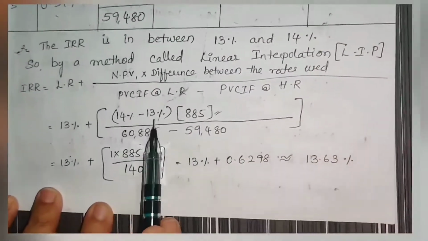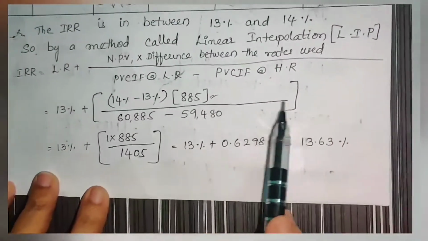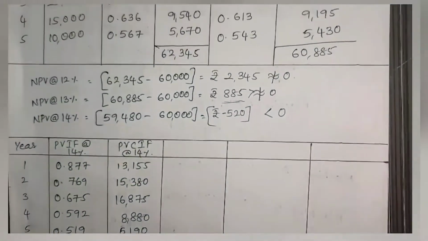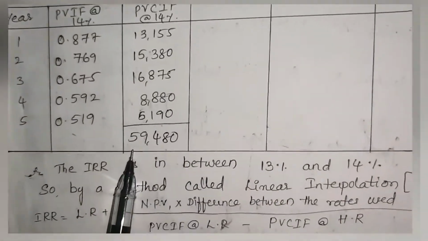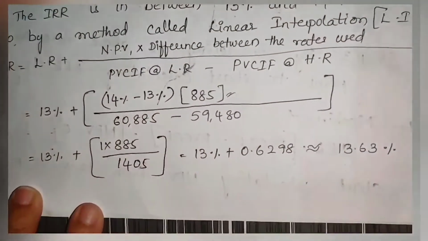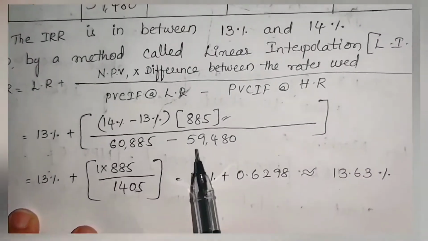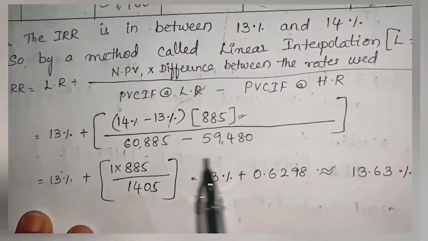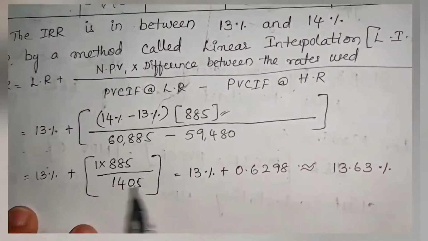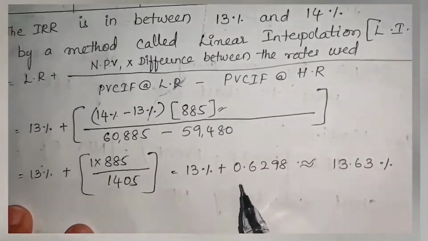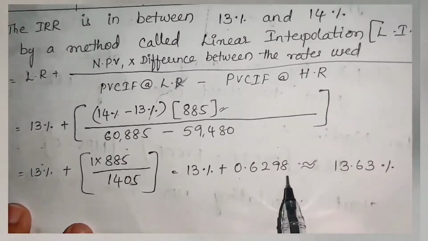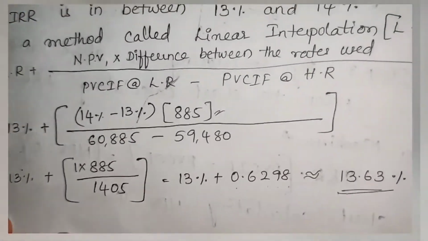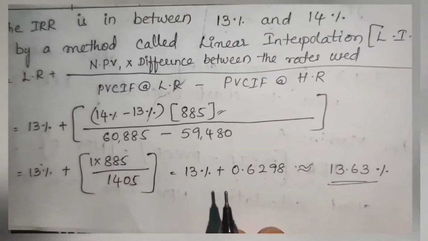So I have to take NPV at 13%, 885 rupees, into the difference between these two rates, 13% and 14%. So 14 minus 13 is how much? 1%, into NPV divided by cash inflows at lowest rate minus cash inflows at highest rate. So cash inflows at the lowest rate is 60,885 and cash inflows at the highest rate is 59,480. By simplifying them, I got 13% plus this value, which is 0.6298. So therefore IRR is equal to 13.63%.